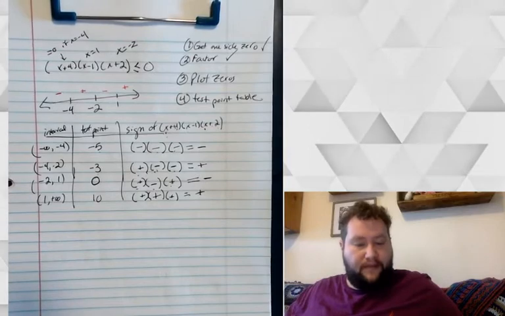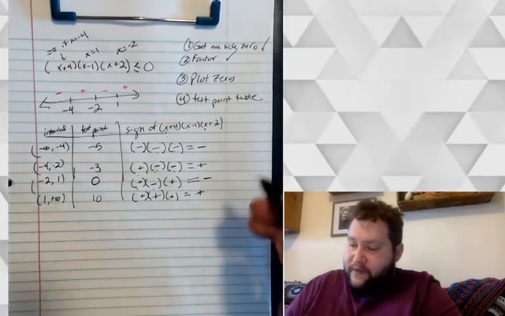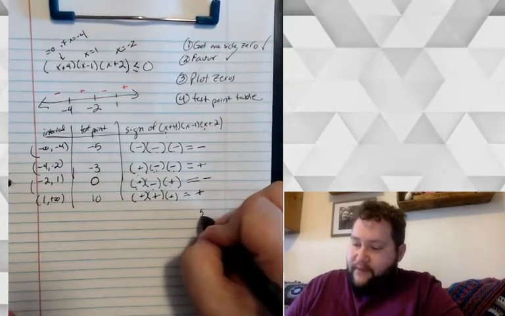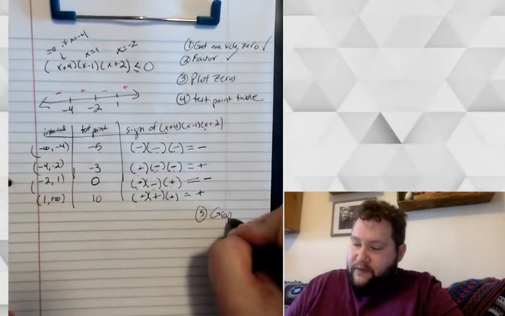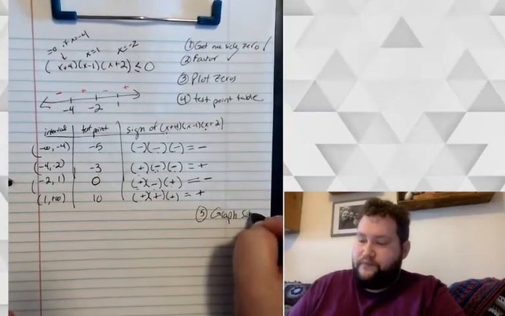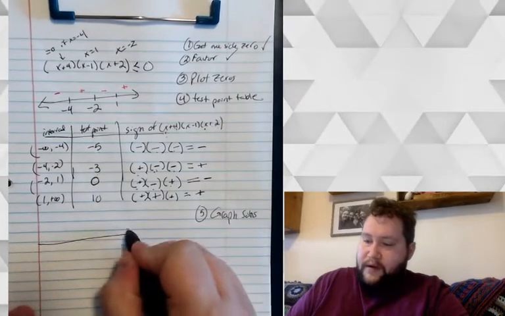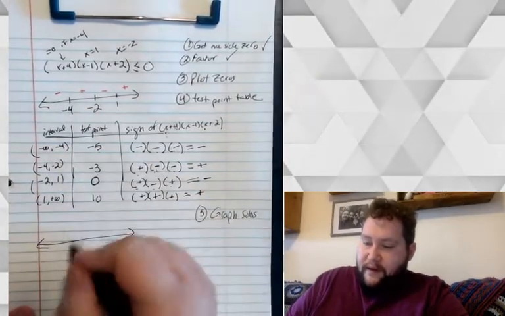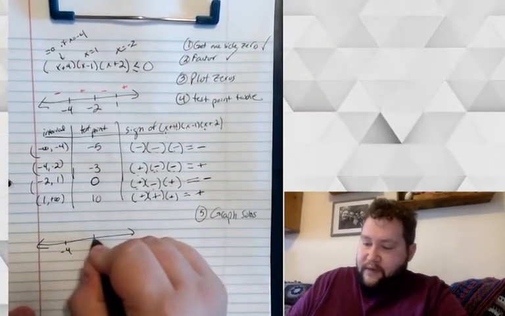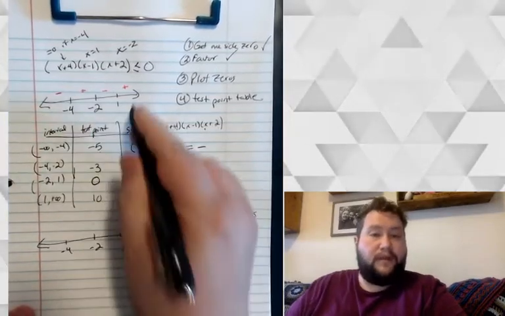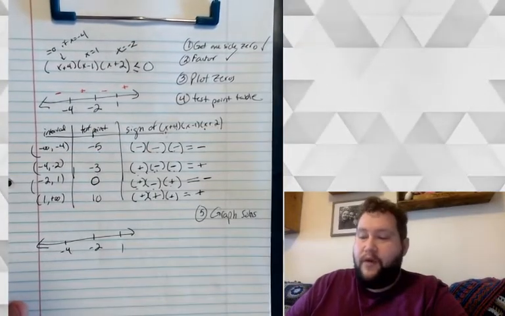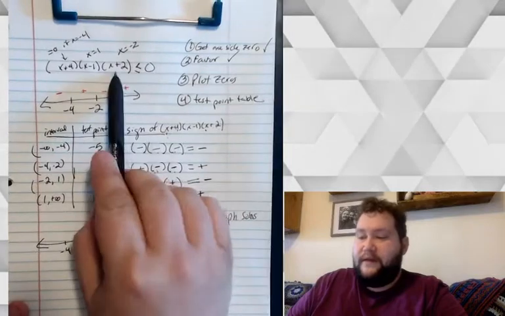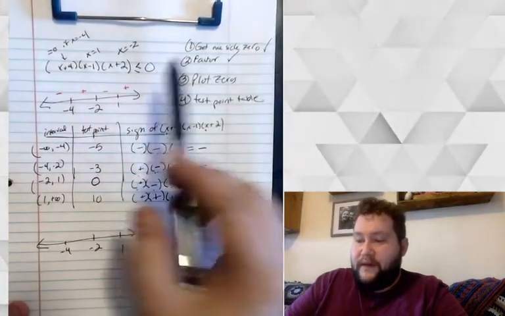And after test point, we graph solutions. So we'll put our negative 4, negative 2, and 1, and you could work on that same one up there. And we want to know when this product is less than or equal to 0. So when it's negative.